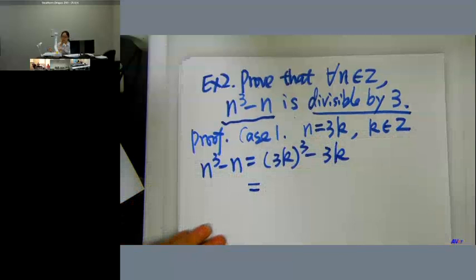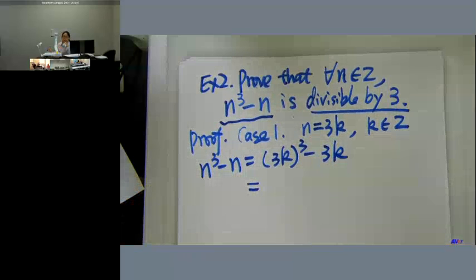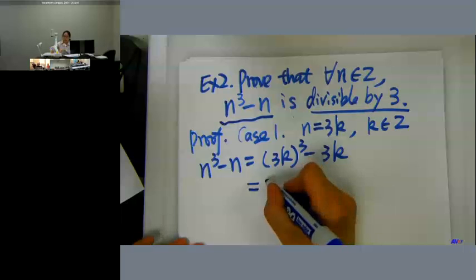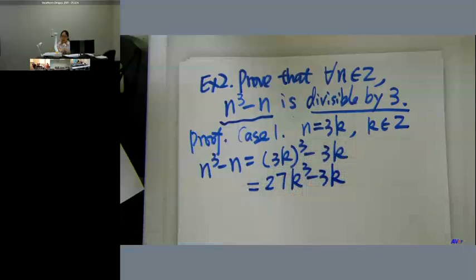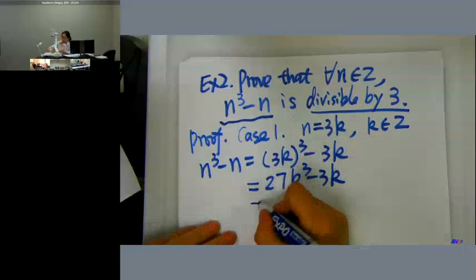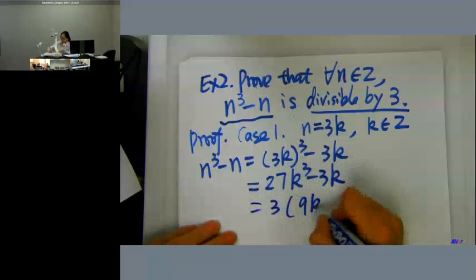Simplify this. 3k cubed is 27k cubed minus 3k. Now look at this expression. Can we factor out a 3? Yes. All right, so we factor out a 3.